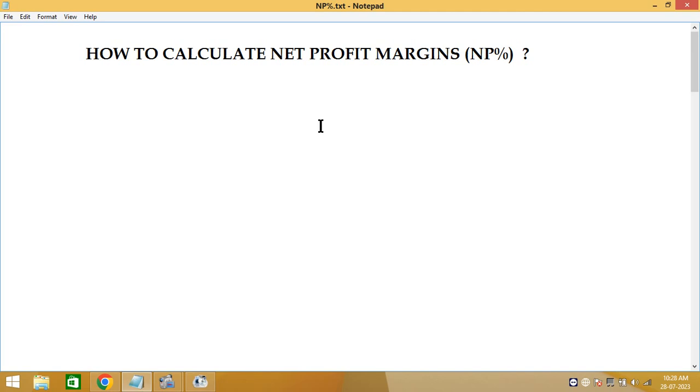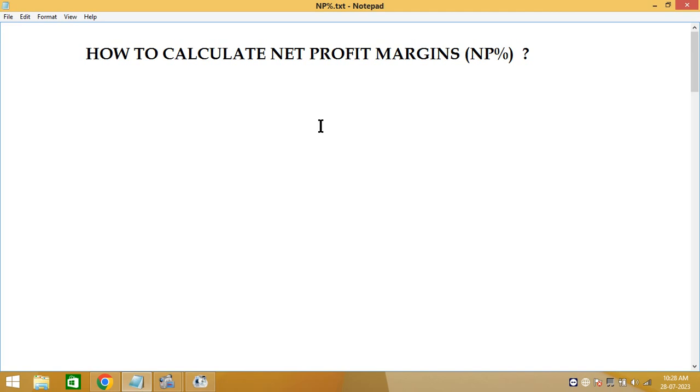Friends, today we will see how to calculate the net profit margin in the simplest way. But before going ahead, what is net profit margin? Friends, the net profit margin is how much profit is retained after a company has paid all its expenses, like the cost of goods sold, taxes, interest, plus other expenses the company has paid. What is finally left in the hands of the company?